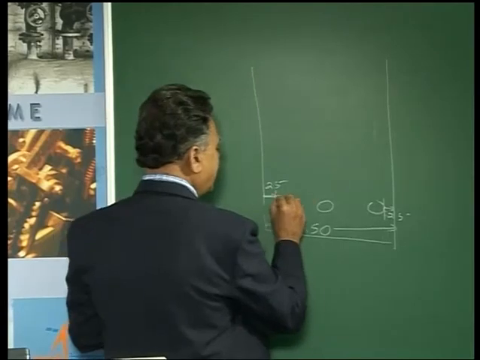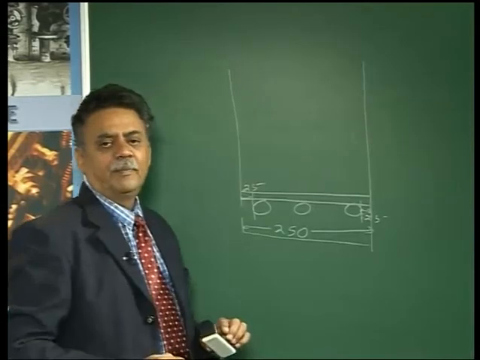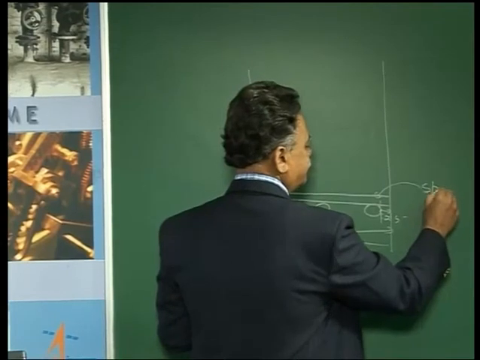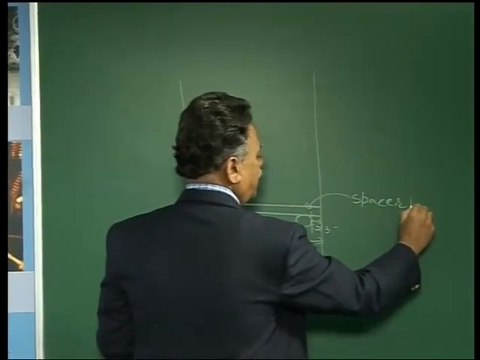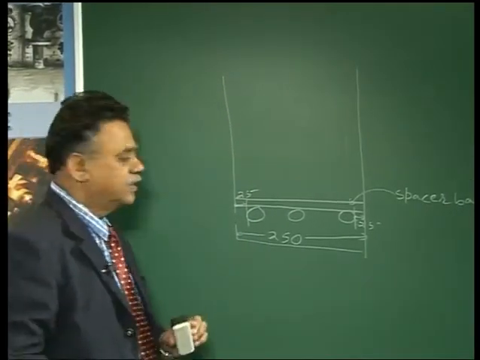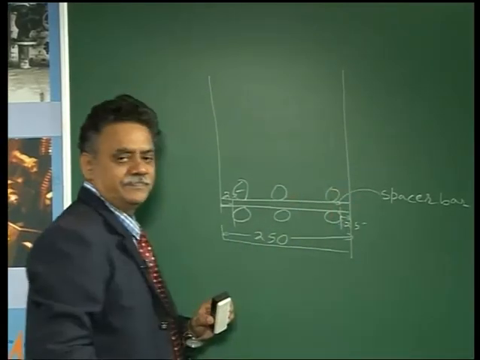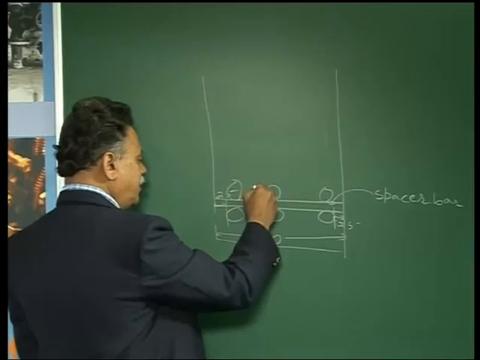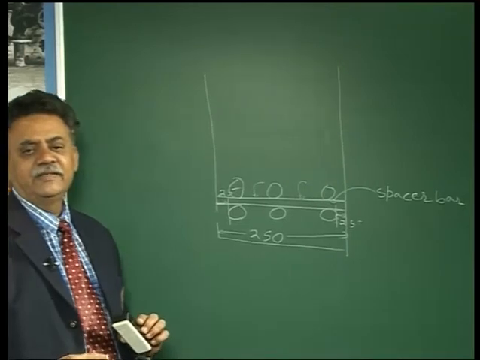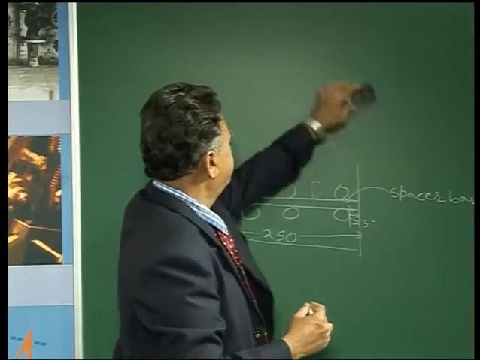Now, you do not put the second layer exactly above the first layer. You provide a cross bar called as spacer bar. This bar is called as spacer bar. This bar will not be continuous. I will show you in the elevation how it looks. Then you provide an additional bar 3 on the top of this. So, now you have the space in between where the concrete can be poured and it will go inside the cover.